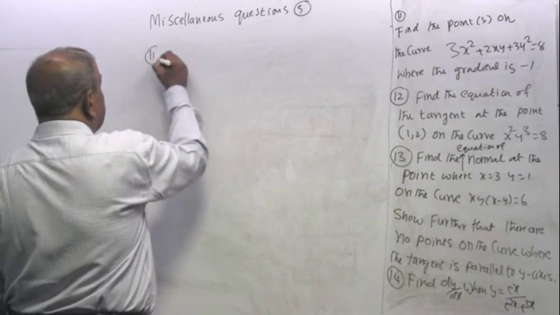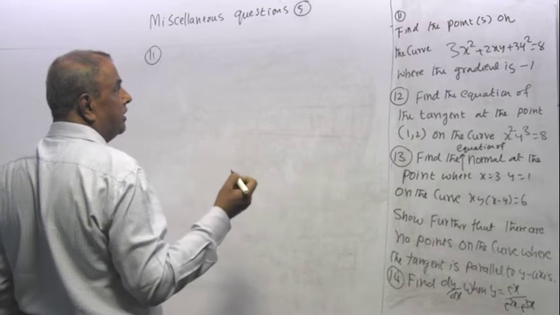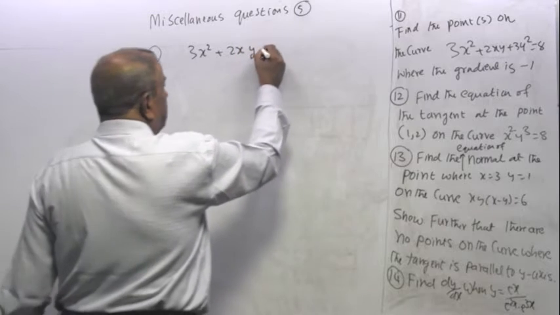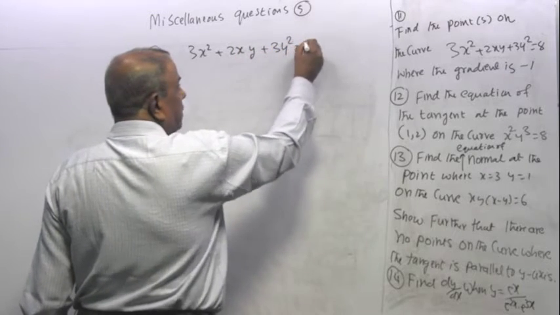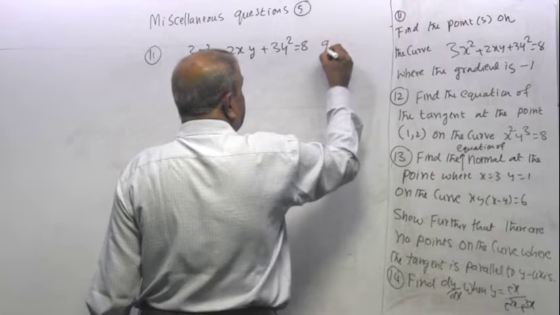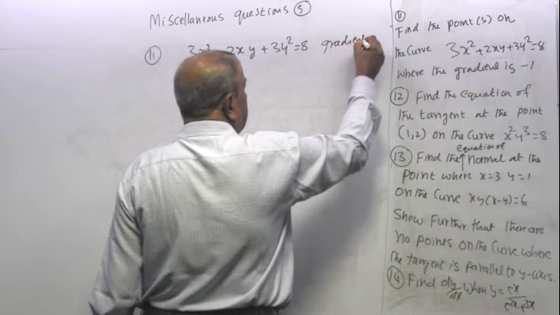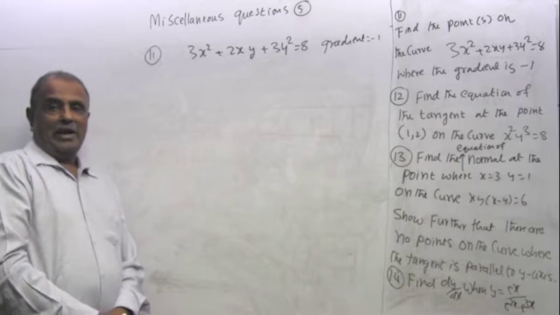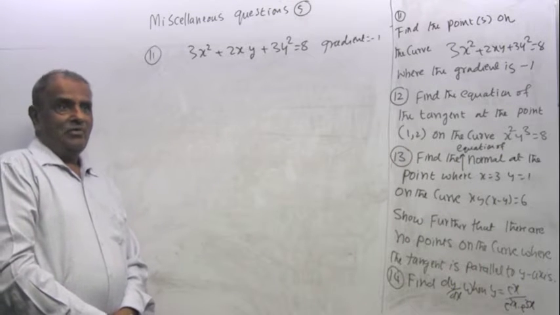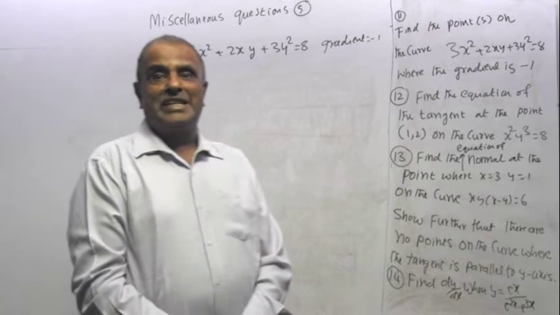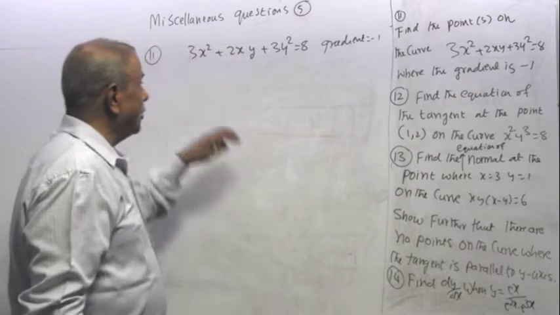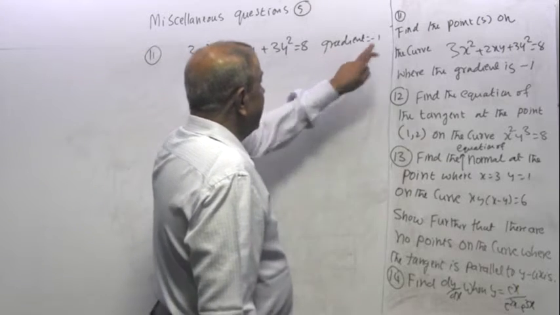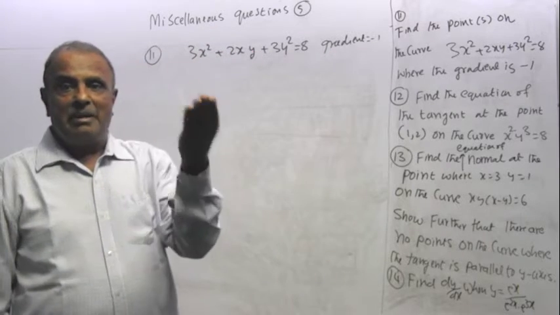Find the point on the curve 3x squared plus 2xy plus 3y squared equal to 8, where the gradient is minus 1. Remember, if x is known, find y. If y is known, find x. If otherwise, look for any information to find x and y. So they want you to find the point, that means x and y. The information given is gradient is minus 1. But what is gradient? Dy by dx.